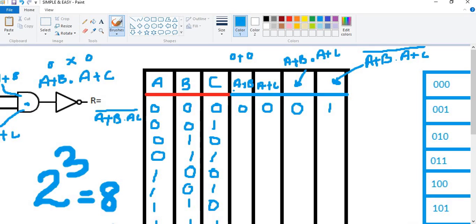I hope you understood it, and if you have a doubt, please rewind, please pause, and then redo your mistake.